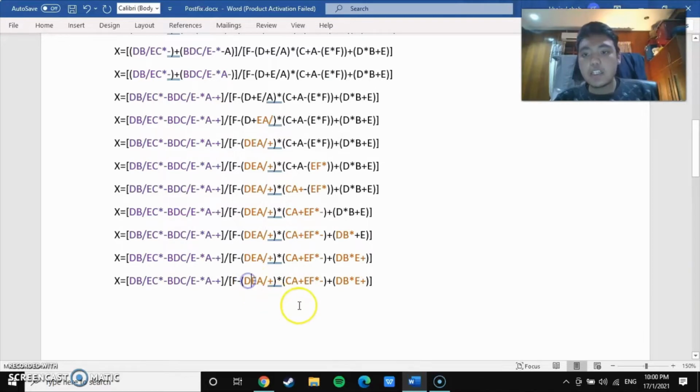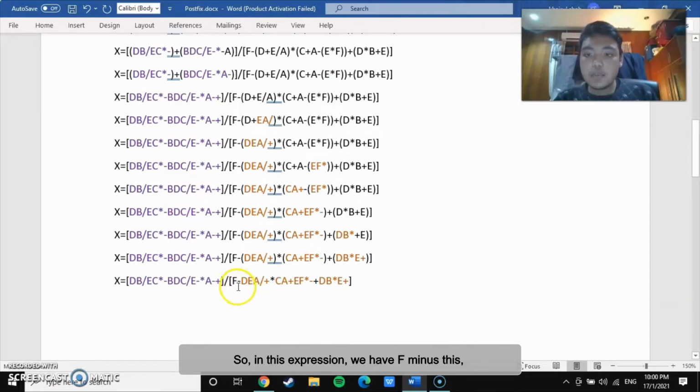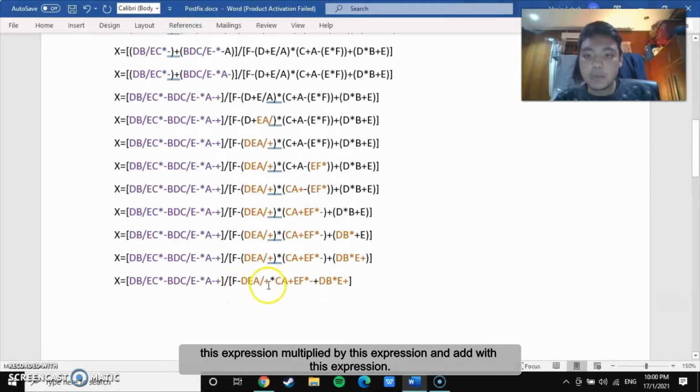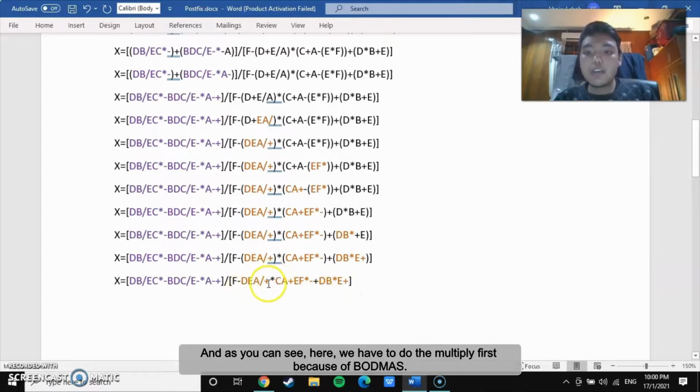of the expression. So to make it less confusing, let's remove all of the brackets within, so it's easier to do. So in this expression, we have f minus this expression multiplied by this expression and add with this expression. And as you can see here, we have to do the multiply first because of BODMAS.